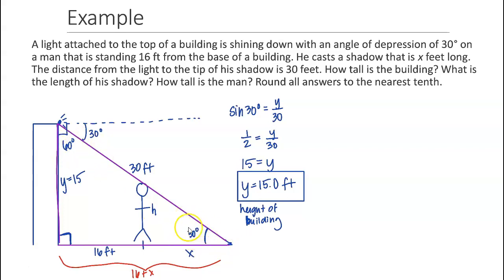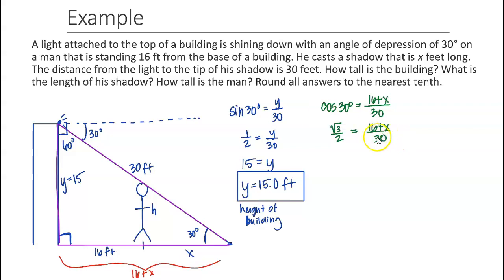Focusing on 30 degrees, I want the adjacent side, and I have the hypotenuse, so this time we can do cosine of 30 degrees equals adjacent, that's 16 plus x, over hypotenuse 30. Then we can go ahead and solve for this value of x. Again, we don't need a calculator for this. Cosine of 30 is radical 3 over 2, and that equals 16 plus x over 30.